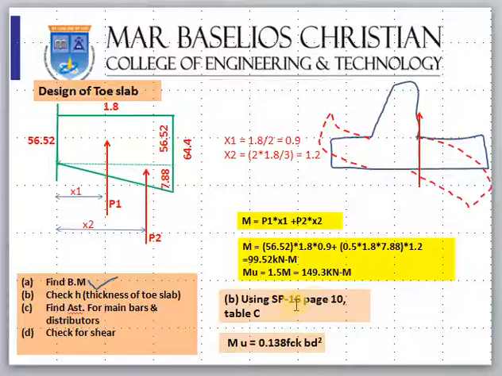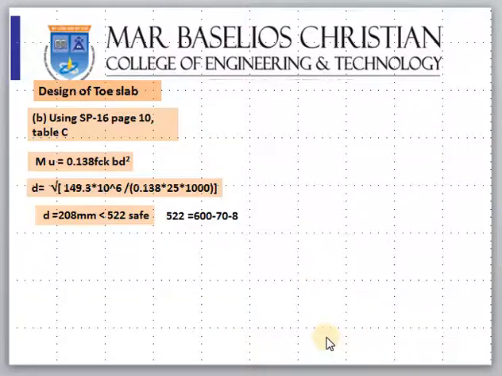Using SP16, page number 10, Table C, you find out Mu is equal to 0.138 fck BD square. This is the check we do for all, using SP16, because we are using here fy as 415 Newton per millimeter square. So as per SP16 page number 10 Table C, it is 0.138 fck BD square. Therefore from this we can find out D is equal to the root of this expression.